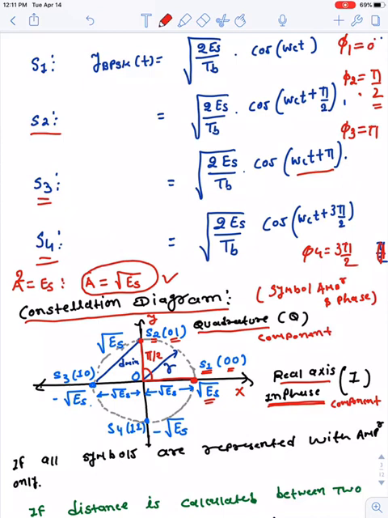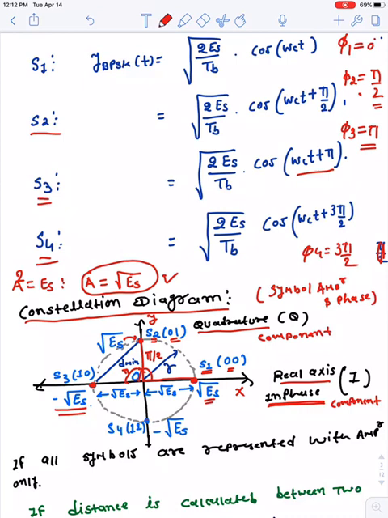This is the point. Now the third symbol, S3, has the same amplitude, square root of Es, but the phase shift is pi degrees. If you represent it here, this is the pi degree phase shift. The amplitude is the same, but in the negative direction, so we represent it as minus square root of Es. Because the phase is a pi degree phase shift, it is located over here.